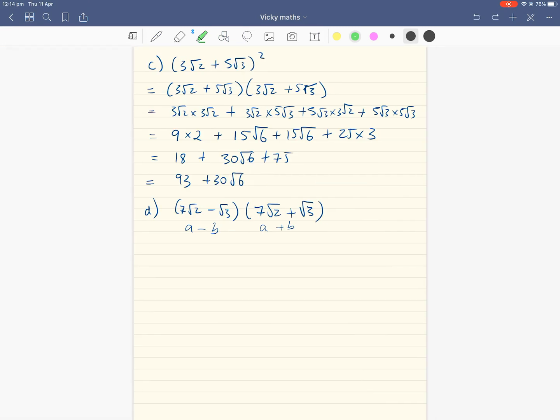So let's use the pattern. Our a is 7 root 2, our b is root 3. That's a plus. So by the pattern, it's a squared minus b squared. So that's 7 root 2 all squared minus root 3 all squared. Now 7 root 2 squared, 7 squared is 49, times root 2 squared gives me 2, minus root 3 squared, which is 3. So double 49 gives me 98, minus 3, which gives me 95.